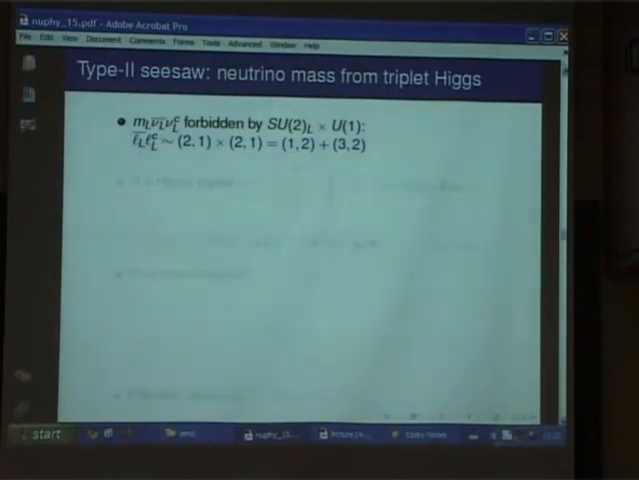However, what I do now is I add another particle to this, which is, let's say, a triplet here and a hypercharge equal to -2.